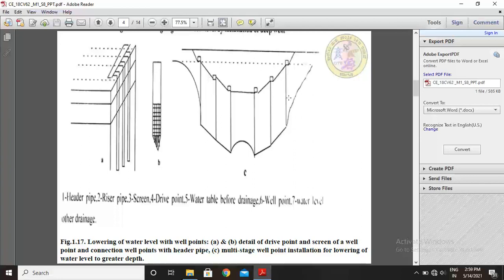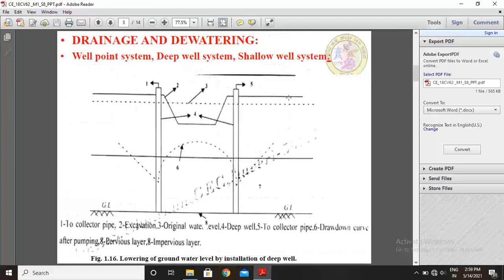The above methods are based on the fact that removal of water by continuous pumping from a well causes the water table level to become depressed and results in the formation of a drawdown curve. See, this is the drawdown curve. When a series of wells are placed close to each other, the overall effect is lowering of the water table level as shown in the above figures. The arrangement of deep wells and well points for lowering of the water table is explained in the above figures.